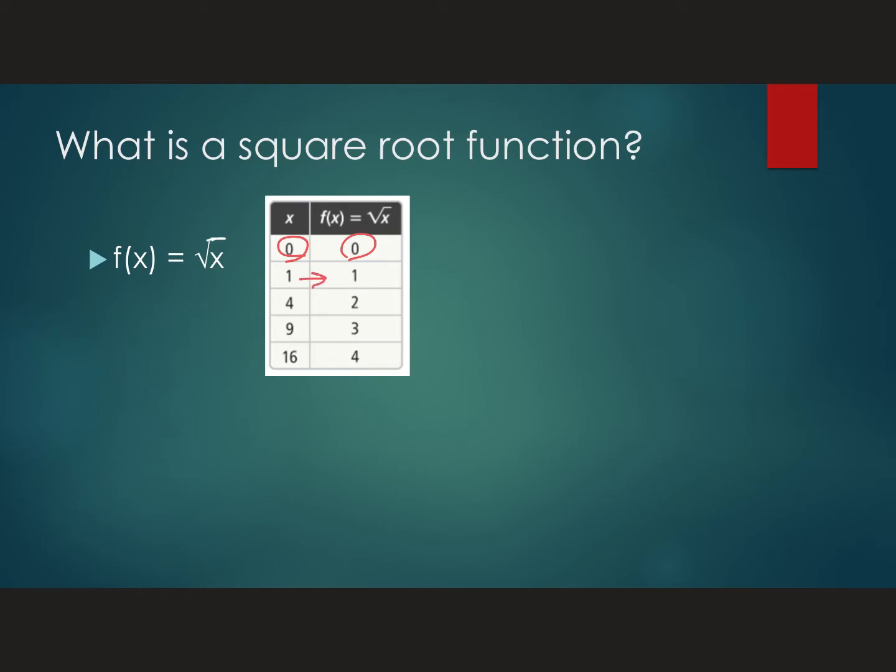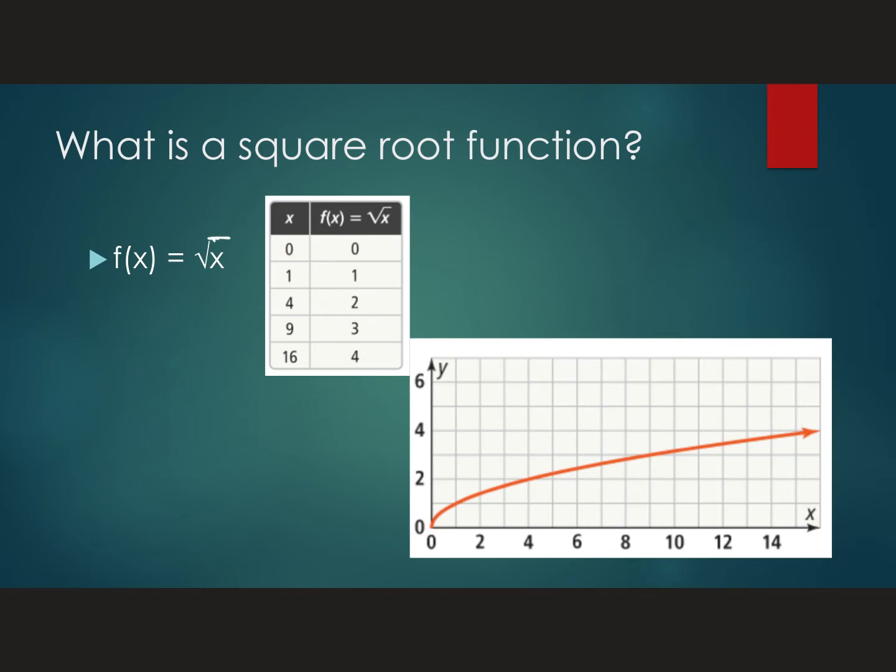Please remember that even though we know that 4 actually has two square roots, the square root of 4 is both positive and negative 2, when we're writing it like this, we only are looking at the positive roots. You'll notice I only list the positive roots. And then we can use that to graph it.